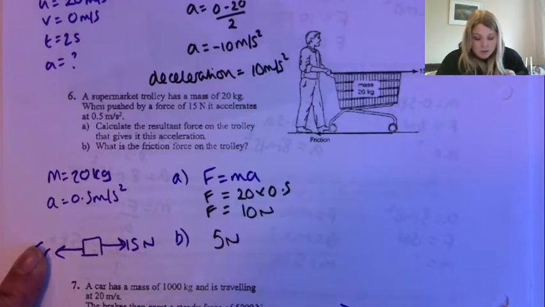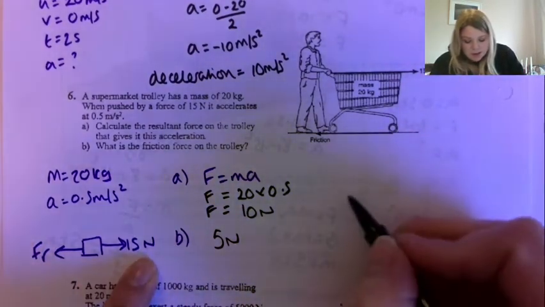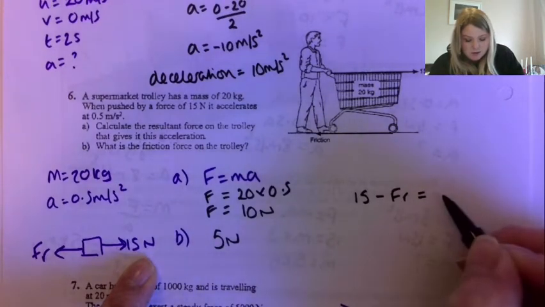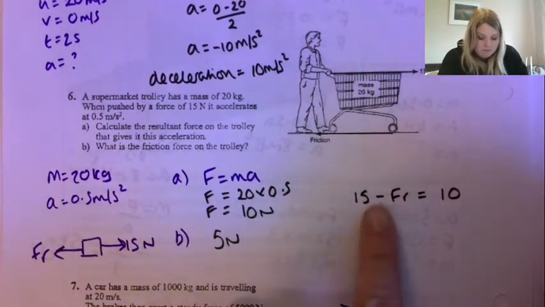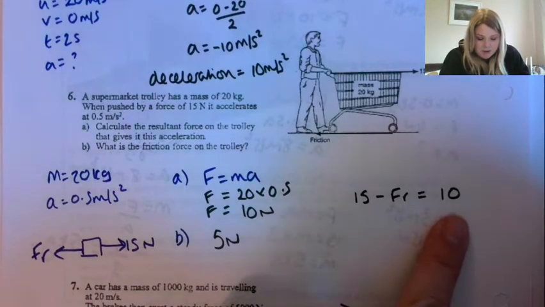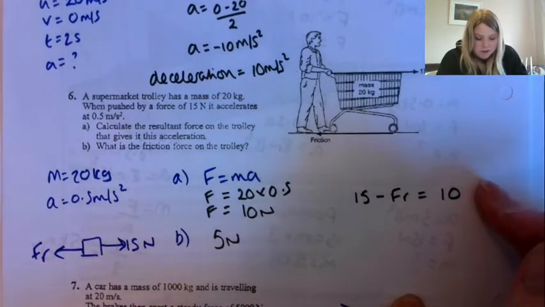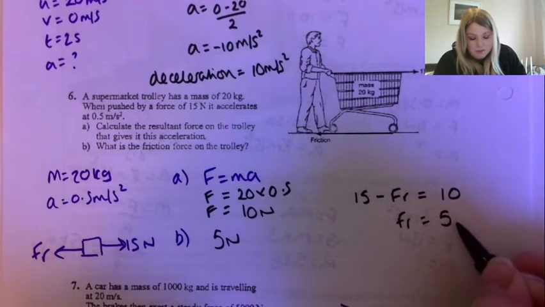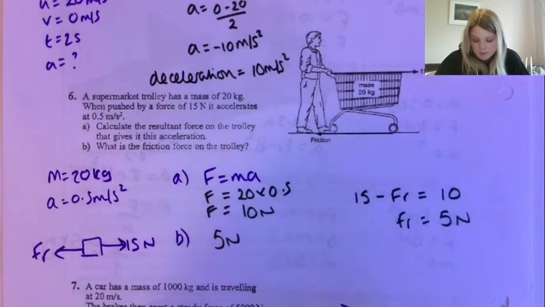Really, if I was doing my working out properly, I would write 15 minus friction equals 10, because this is the resultant. And then I would do my rearranging. I would bring this over to the side, take 10 away, and I'm going to end up getting the friction to be 5 newtons. Okay.